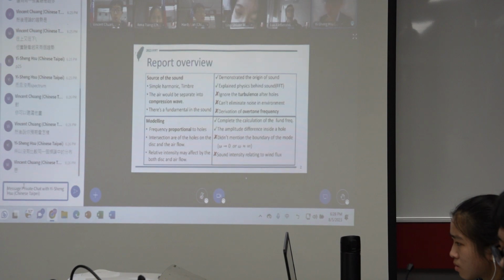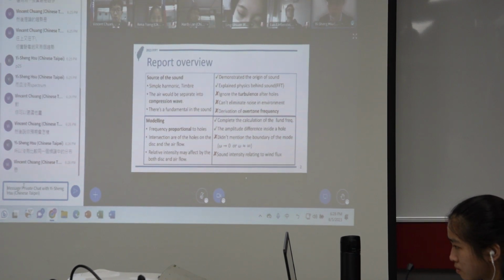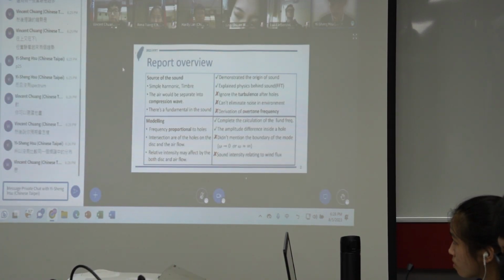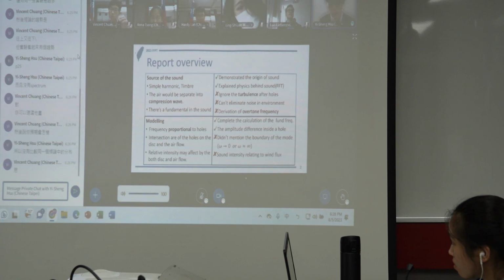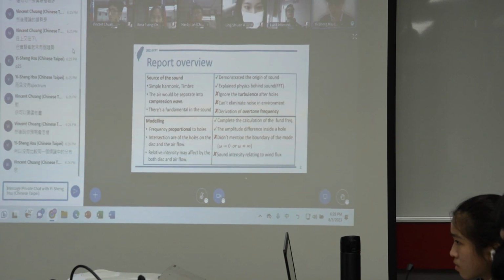About the source of the sound, the reporter mentioned the simple harmonic and also analyzed some different cases instead of using the siren. And for the quantitative explanation of the characteristic frequencies, which is a spectrum, there are areas of higher pressure and lower pressure, which will discuss the compression. The fundamental in the sound that can mostly be heard by humans will be related to the frequencies of the disc.